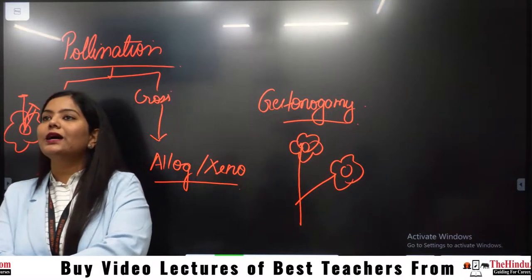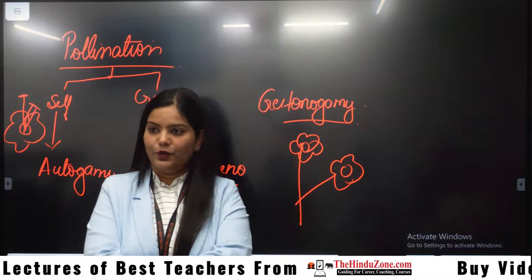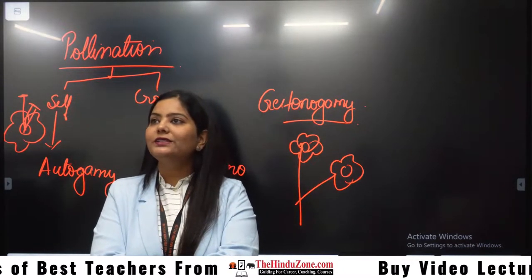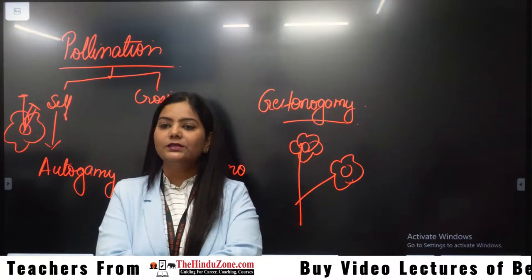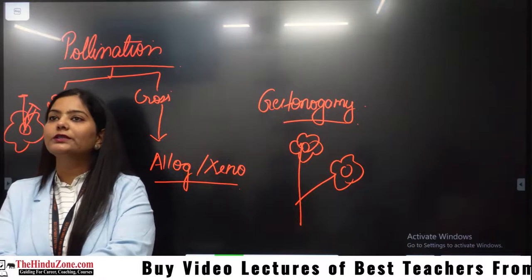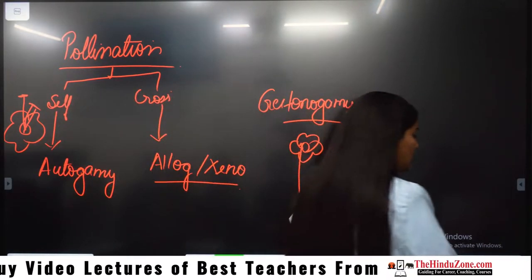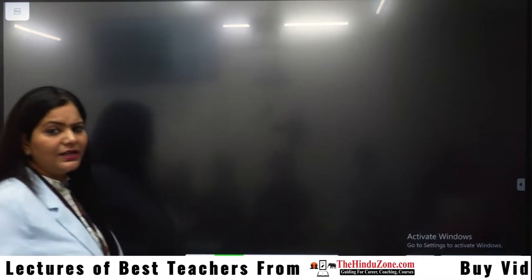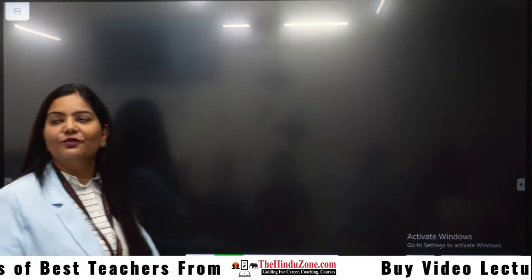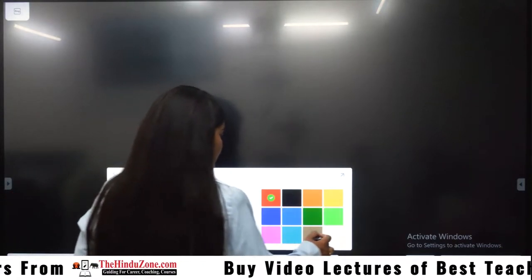Then I started talking about different agents of pollination. Okay? So let's discuss from that point, and this is the point where we ended our last session. So now we are going to discuss the agents of pollination. This seems to be an easier topic because we have been learning it since we were kids. Okay? So from here we are going to begin.